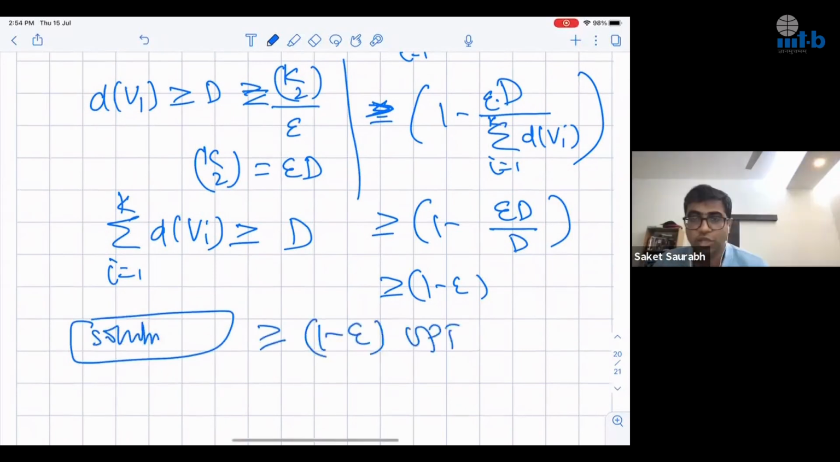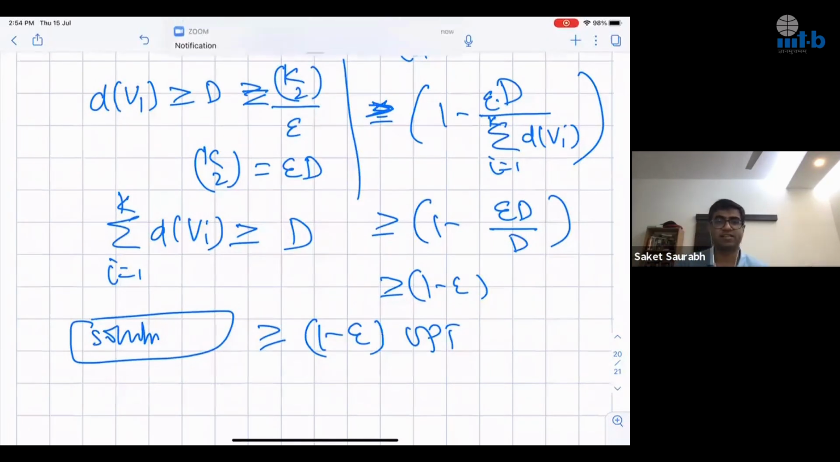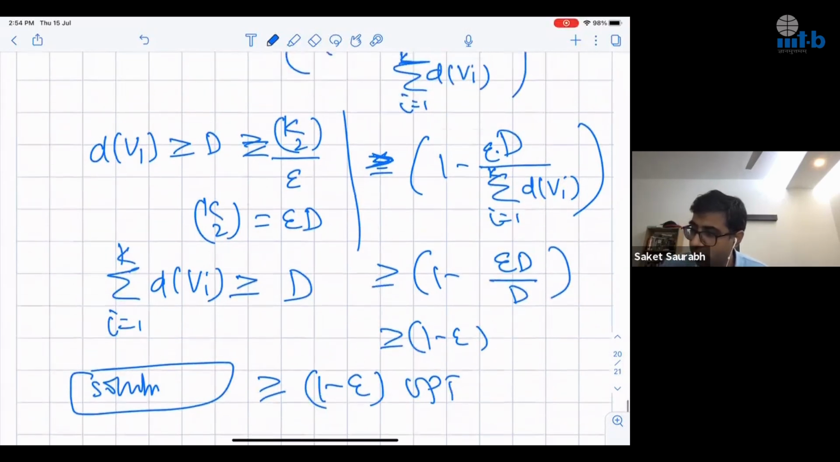So in fact, for any small constant epsilon you choose, we are able to show that if I take the top k vertices, then this already provides a 1 minus epsilon approximation to my partial vertex cover problem. Is this okay to you? Or if you want me to make you understand this inequality, then I can help you with that too.